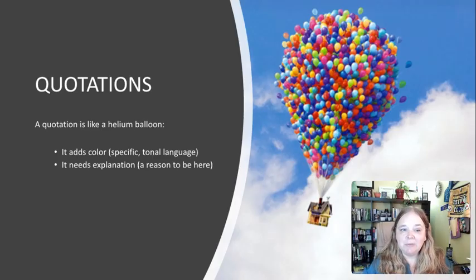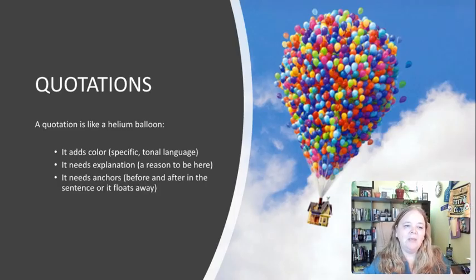They need an explanation. Okay, and this is true for paraphrased source information too, somewhat, but really for quotes especially. Whenever you cite research, you need to put information in there to tie it into your argument. You can't just lay out the quote and then move on, right? Some people sometimes fall into that. And it needs anchors. This is what I mean by that. You can't just let it float away.